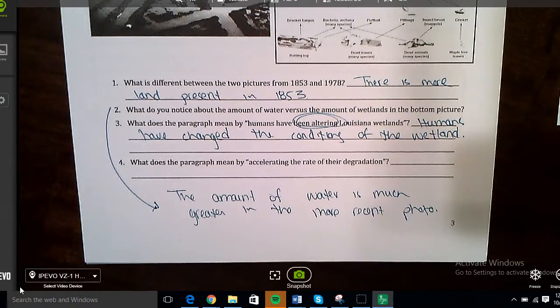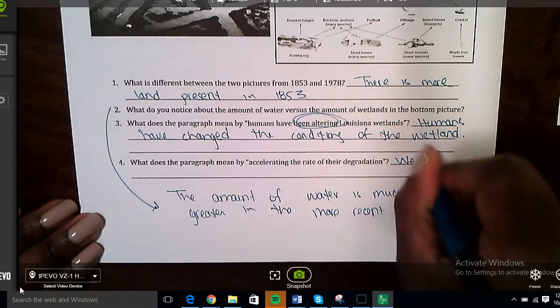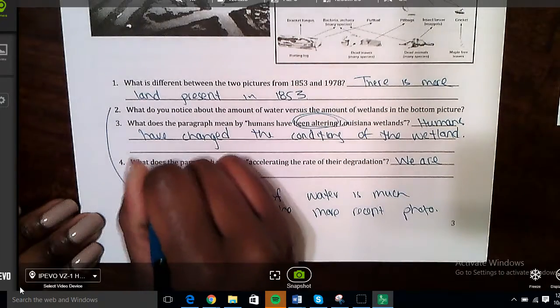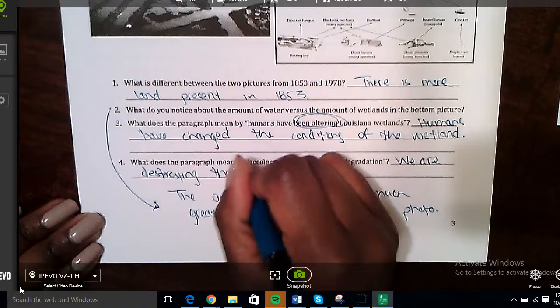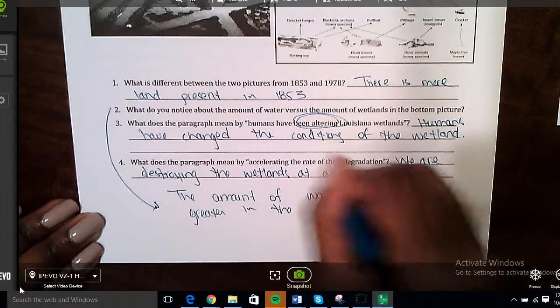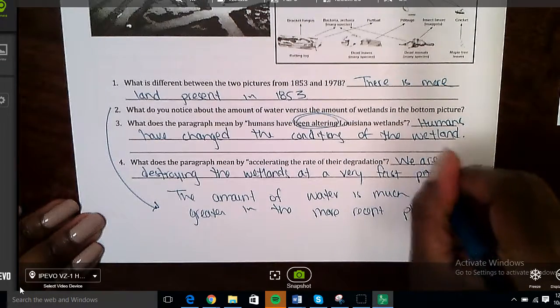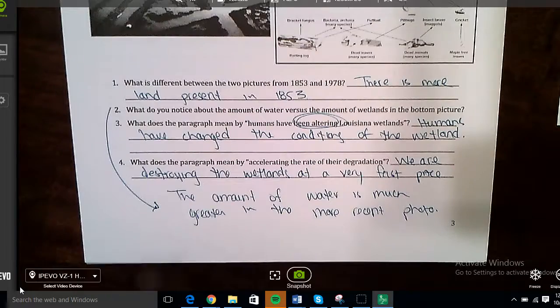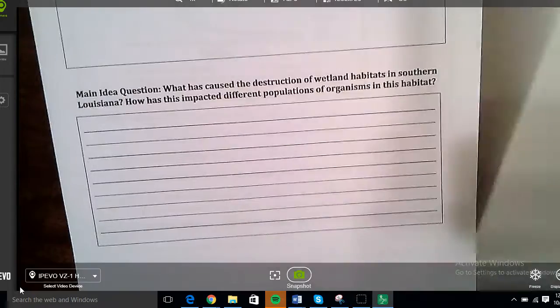What does the paragraph mean by accelerating the rate of their degradation? It means that we are destroying the wetlands at a very fast pace. Okay? If you need to pause the video here to get these down, go ahead and do that. If not, go ahead and turn the page and continue.